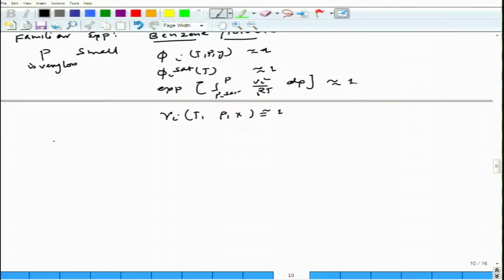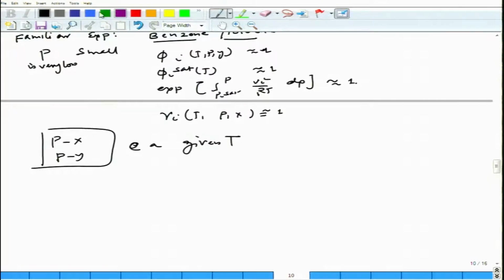So, what we are interested in is basically the Px curve and the Py curve, at a given temperature T. Let us consider P. Now, P is nothing but the sum of yi P, that is y1 P plus y2 P, because it is a binary mixture. So, P is equal to y1 P plus y2 P.